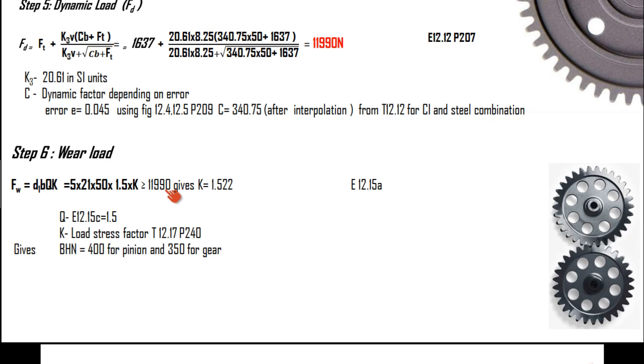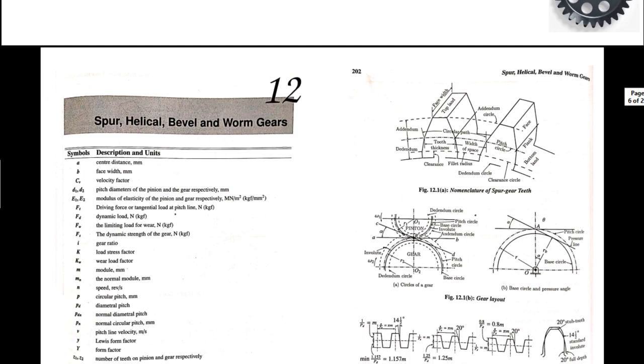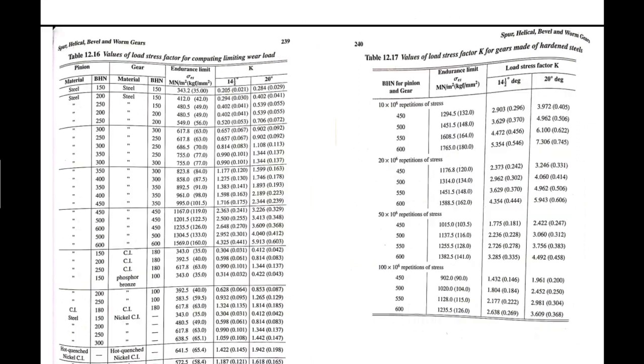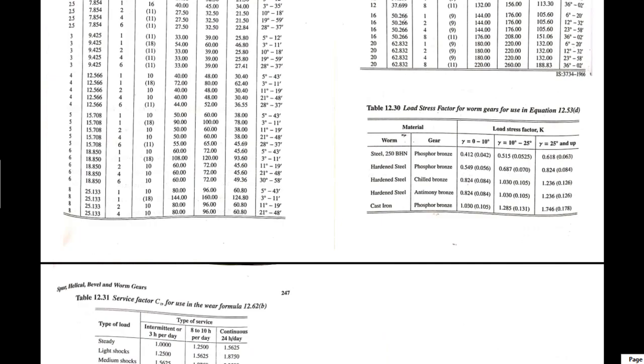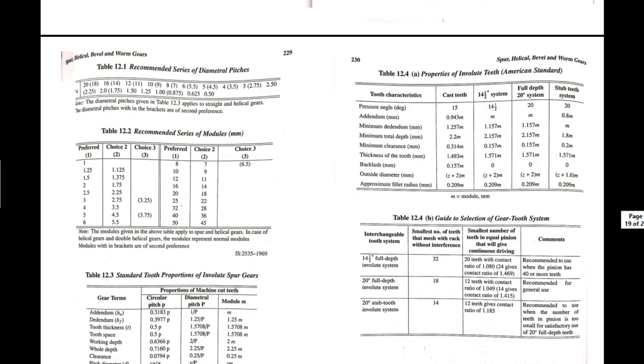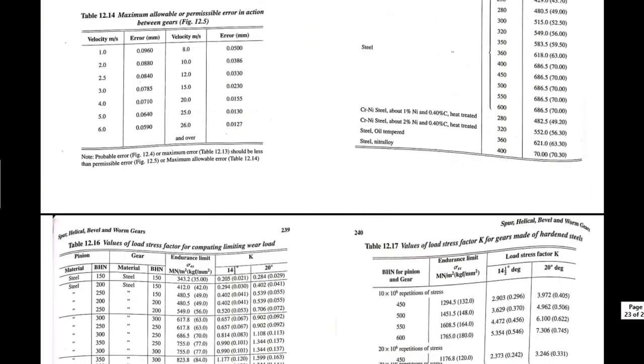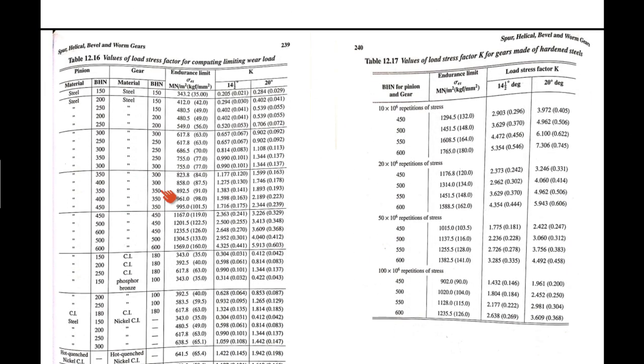So keeping that condition, we are keeping K as unknown and find the value of K. So we will equate FW with FD and we will find the value of K, and the value of K obtained is 1.522. Now we have to move into another table. I'll show you that particular table. Yes, this is the table 12.16.